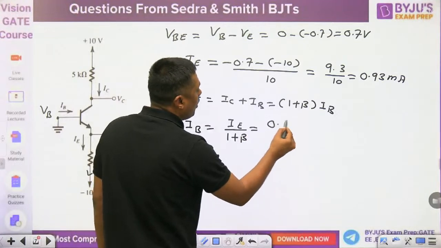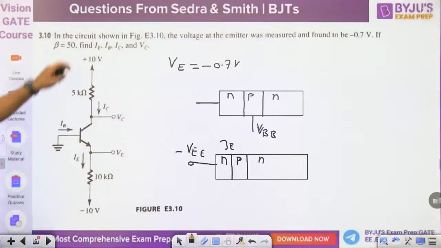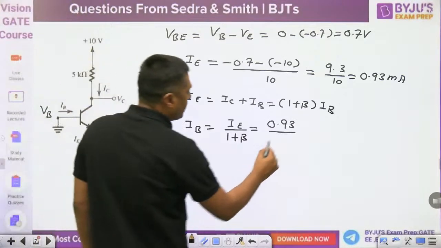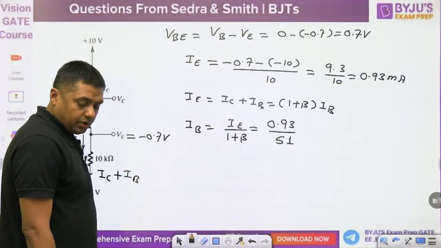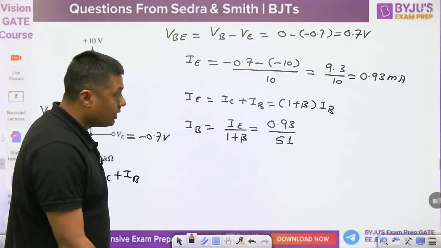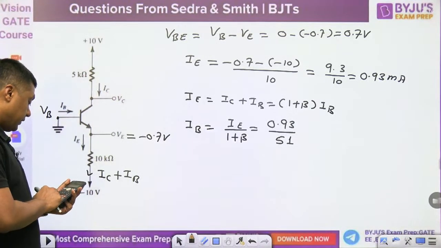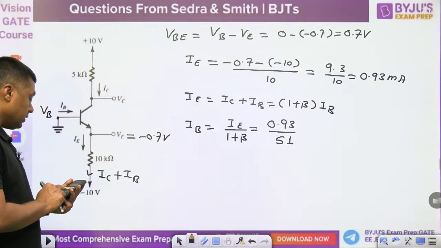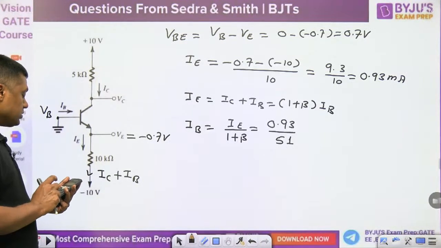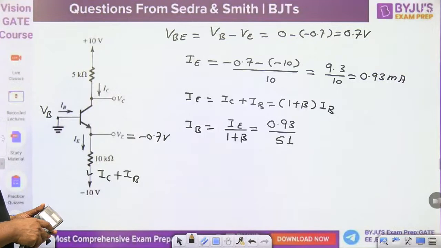So it will become 0.93 upon, what is the value of the beta given in the question? Yes, 50. Then you can put here 51. You will get the value of IB. Use your calculator and give me the value. Virtual calculator, guys. 0.93 divided by 51. Then you will get 0.0182 milliampere.